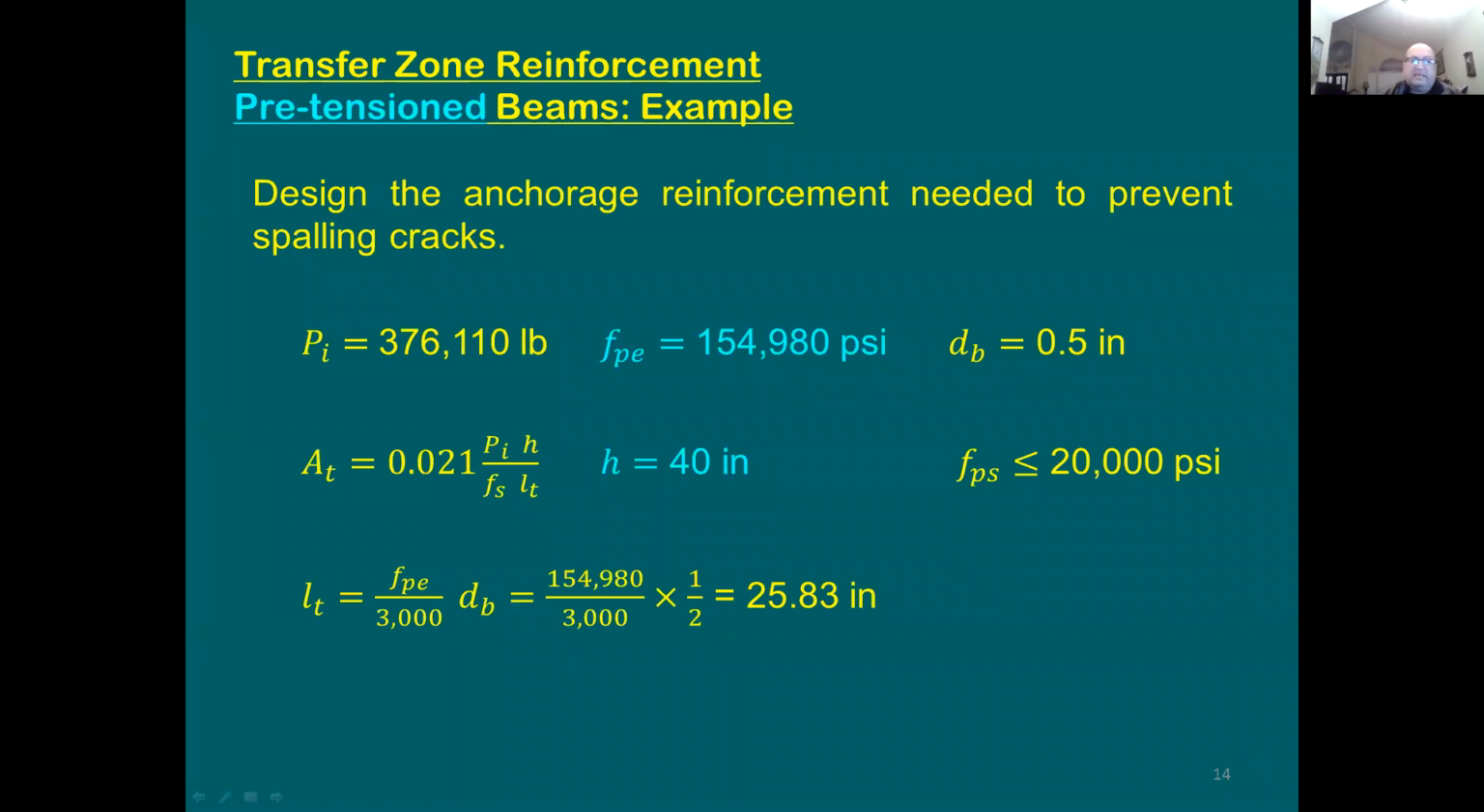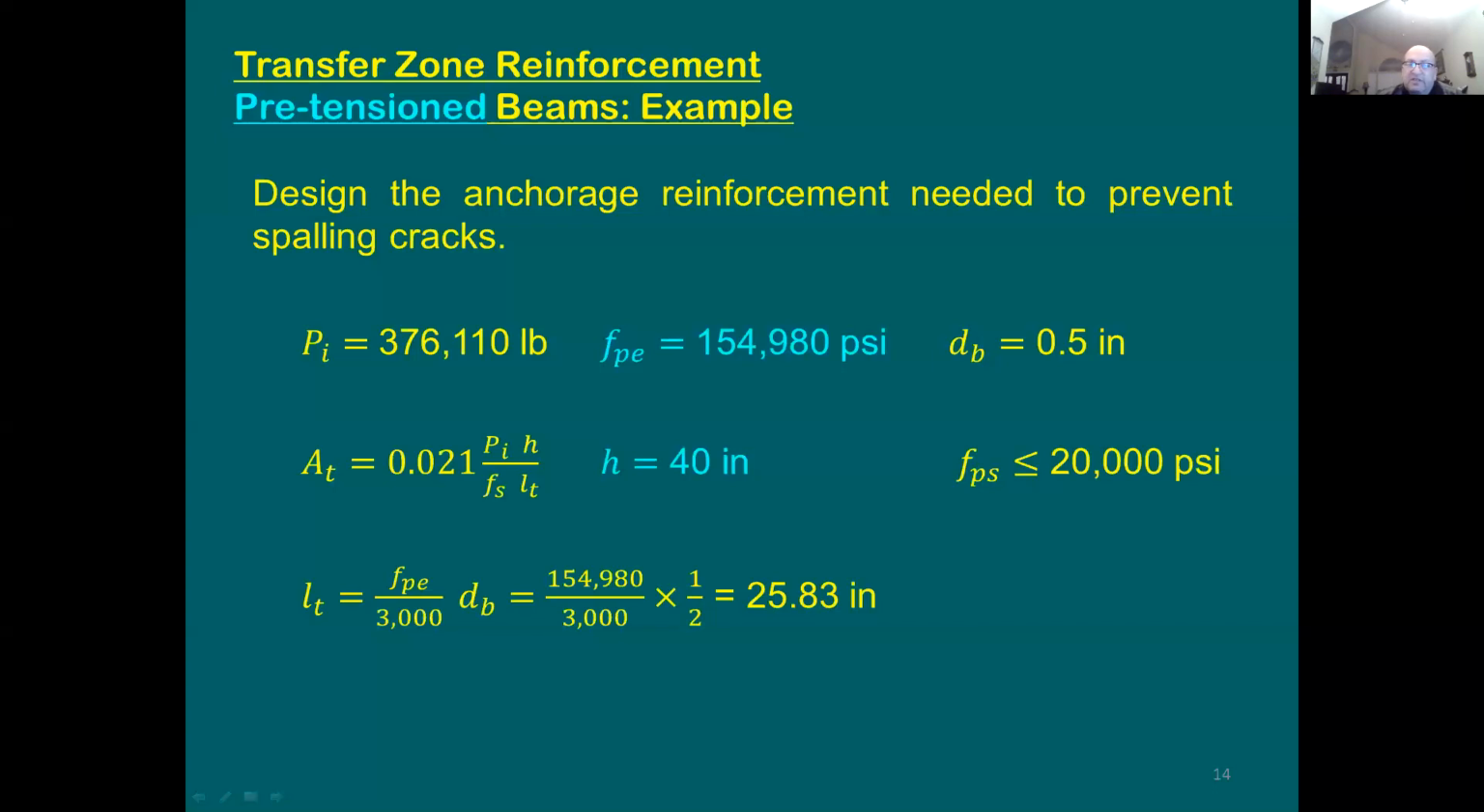We have here an example for the design of pre-tension anchorage zone for beams. And our task here is to determine the amount of ties or stirrups to be added at the end of the block. Initial pre-stress was given at 376,110 pounds. F sub PE, effective pre-stress, is going to be 154,980 psi. Diameter of each strand is going to be half an inch.